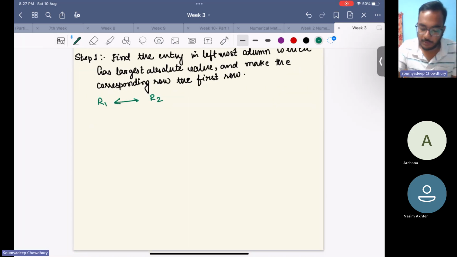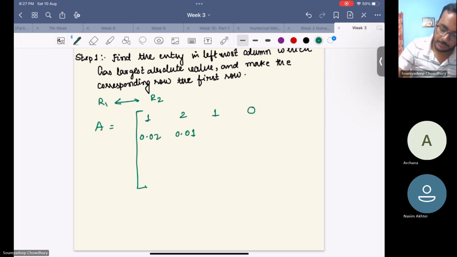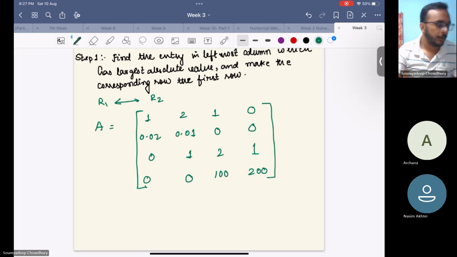What will be my matrix now? It is 1, 2, 1, 0, 0, 2, 0.01, 0, 0, 0. Rest all remains unchanged. 0, 100, 200. Okay.